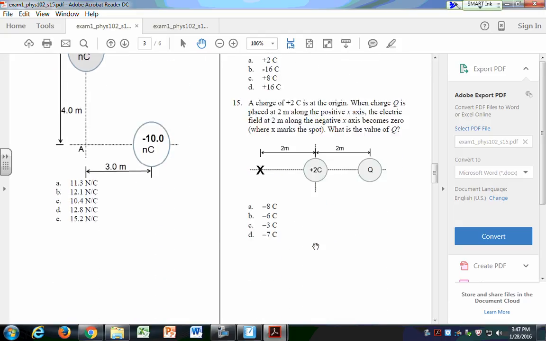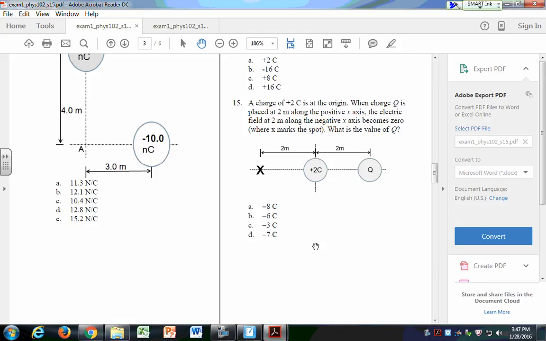Let's look at 15, because that's kind of a cool problem. I haven't made out the test yet, so I'm not saying this is on the test, but it is a good problem. A charge of plus 2 coulombs is at the origin. When a charge Q is placed 2 meters along the positive x-axis, the electric field at 2 meters along the negative x-axis becomes 0. What is the value of Q?